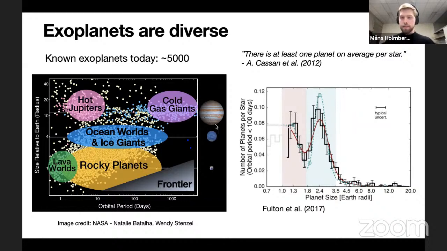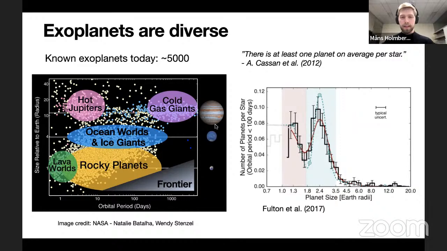Now that we know of this many exoplanets, one very interesting fact is that we can say with statistical certainty that on average, there is at least one planet per star, maybe more. And that is very exciting because we have only found 5,000 so far. There's a lot more to discover in our own galaxy.